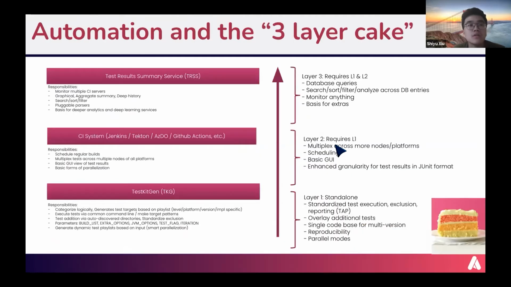The whole automation process can be divided into 3 layers. We can also describe it as a 3-layer cake. The first layer is test case generation. The second layer is continuous integration systems, including Jenkins, GitHub Actions, and many more. And the third layer is test result summary services.